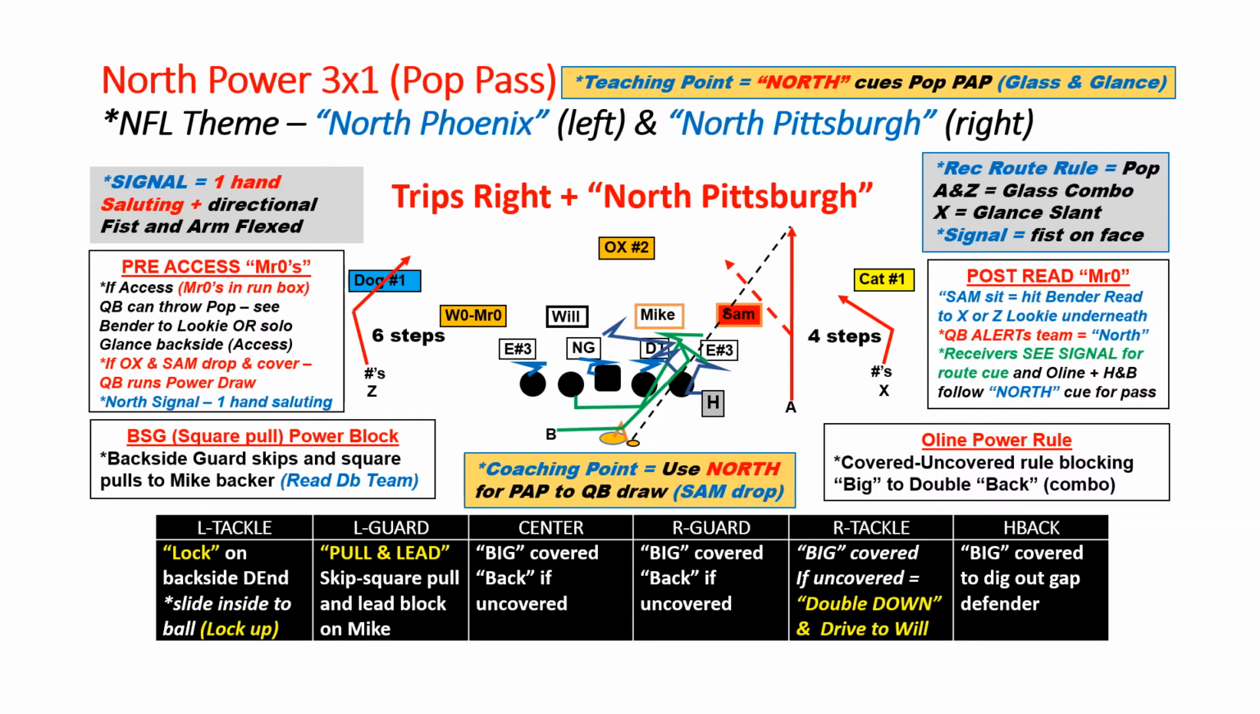Again, to keep things simple, anytime we put a hand signal at the top of the head, which is a one-hand salute here, that tells the quarterback to use a north verbal cue to the O-line to designate play action pass. But the signal of one hand tells the receivers that they are running their pop route with this. Again, the quarterback's just going to read this. We love running this to the two receiver side where we're looking for the bender read. If we don't have that wide open, then we've got the X running the looky flat slant right underneath.